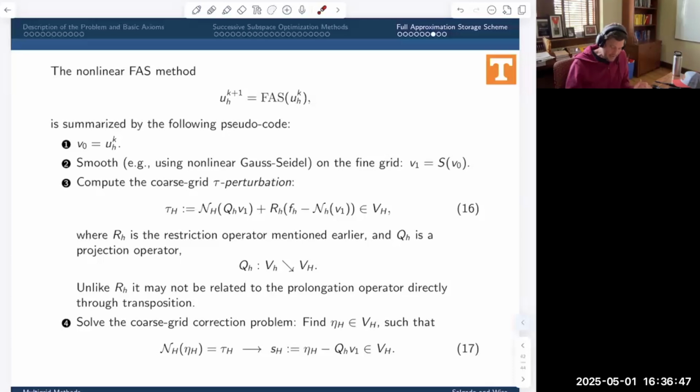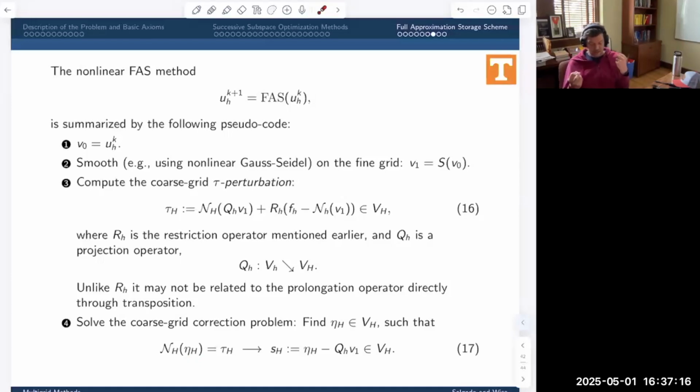Okay. Now once we've got this tau perturbation, whatever the heck it is, which is in the coarse grid finite element space, I can formulate an equation which looks like this. All right. So this equation, what is this thing? Well, it turns out if I solve this problem up here, where I have this thing called the tau perturbation, this solution no longer looks like an error.